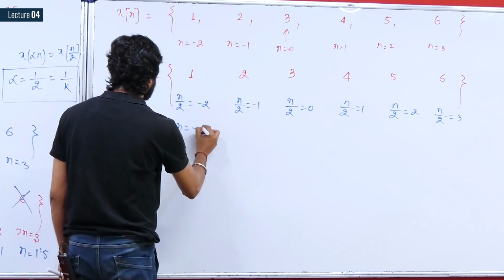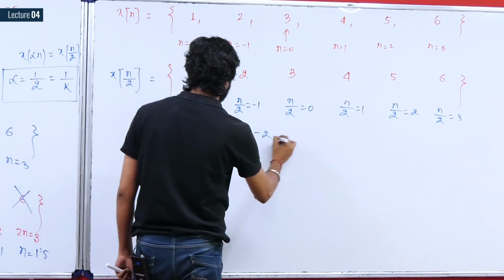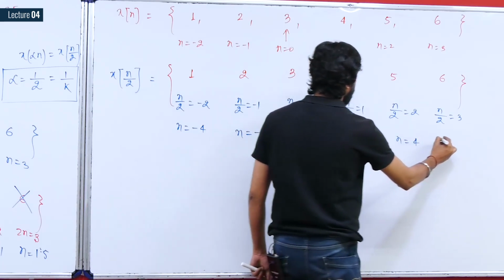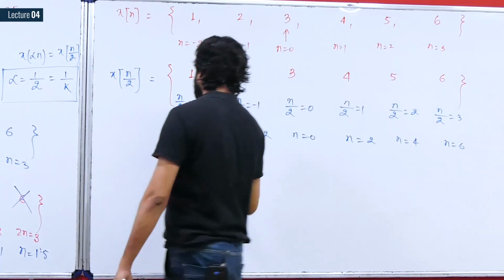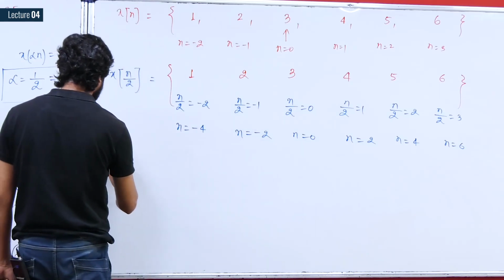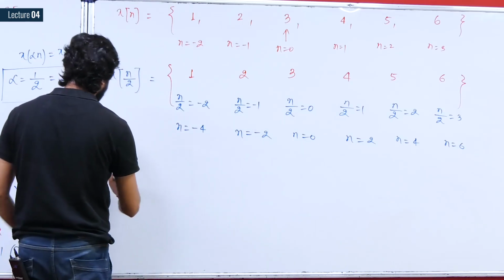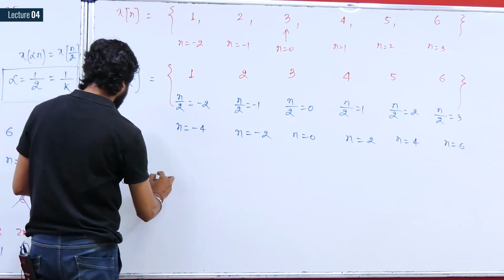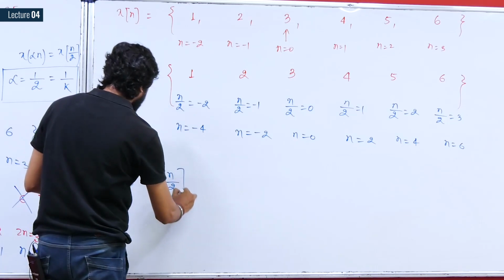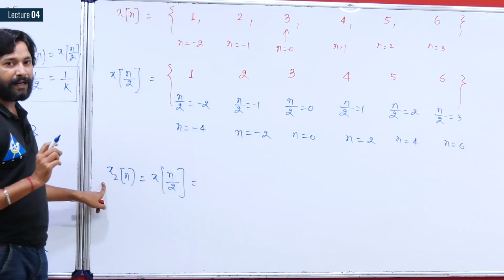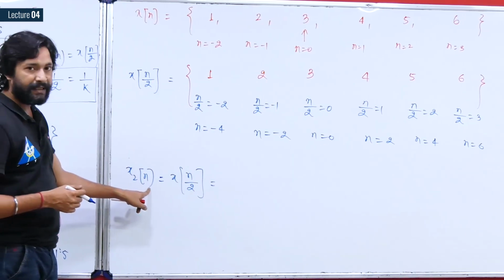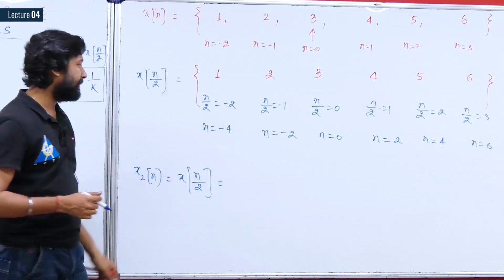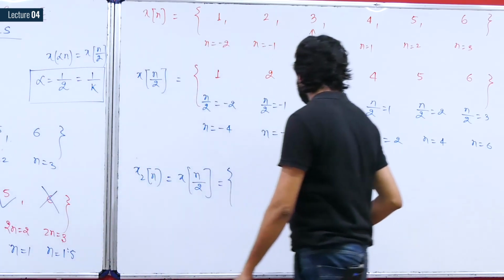Here n equals -4, here n equals -2, n equals 0, n equals 2, n equals 4, and n equals 6. So now let this be your signal x2 of n, which we have to obtain, given as x of n by 2. For the given signal x of n, we have to find the signal x2 of n which is related to x of n as x of n by 2, then you have obtained that signal.